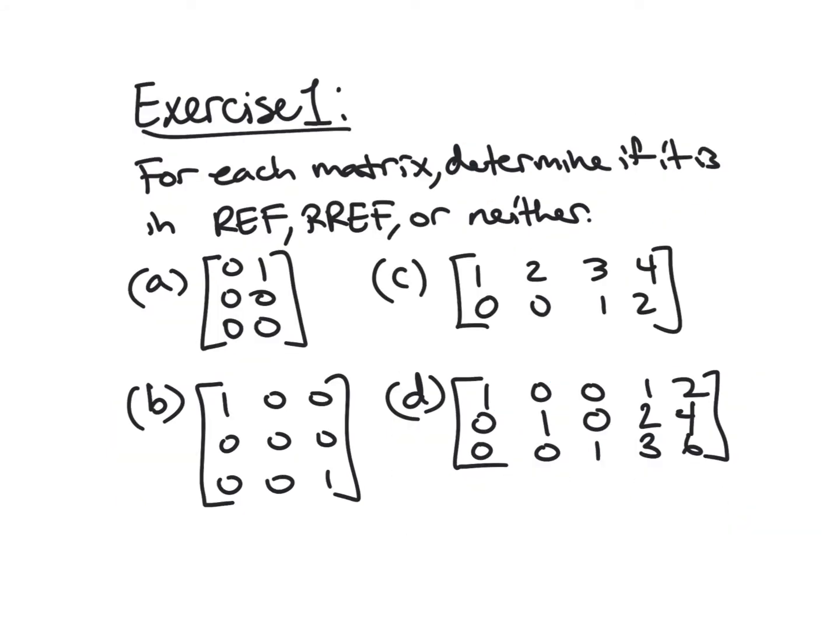For your first exercise, I want you for these 4 matrices to just write down whether it is in row echelon form or REF, reduced row echelon form, or neither.